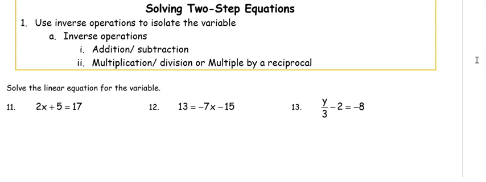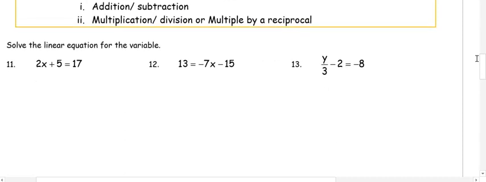So in number 11, we have 2x plus 5 equals 17. So our first step is to add or subtract the number away. So because we have plus 5, we are going to subtract on both sides. And we're left with 2x equals 17 minus 5 is 12. Then to get the x by itself, we would divide both sides by 2. So x equals 6.